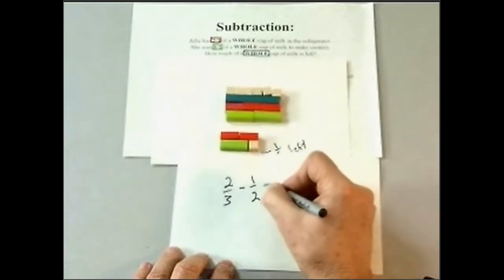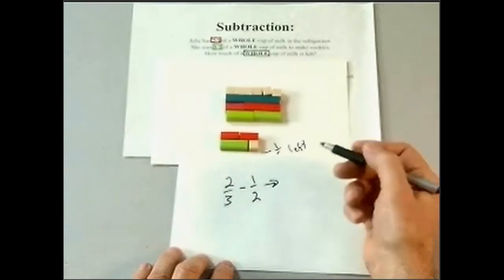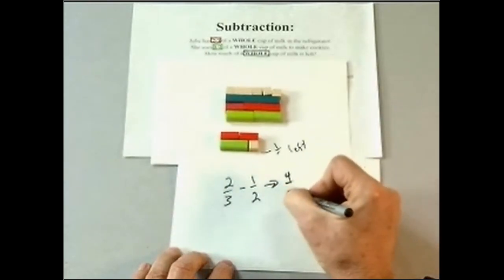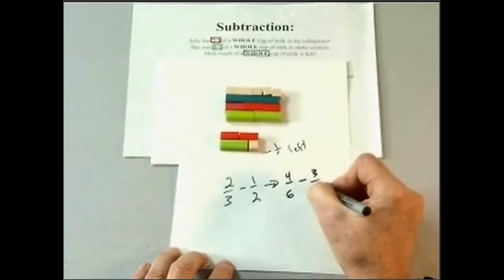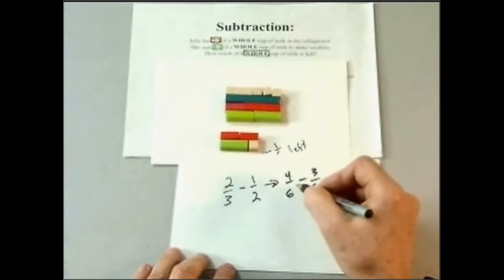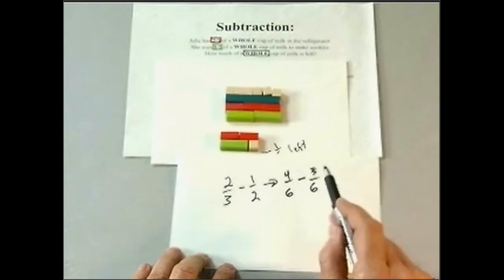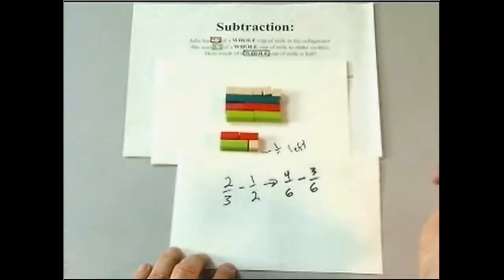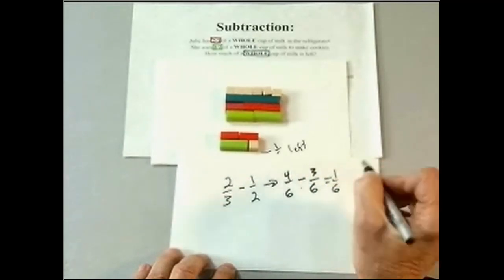And so when we actually think about what we've done here, we've gotten common denominators again. 2/3 became 4/6, and we're subtracting 1/2, which was 3/6. And so again, we've converted a fraction problem to really a whole number problem. When we get common denominators, it's really like 4 apples take away 3 apples is 1 apple. So 4/6 take away 3/6 is 1/6.